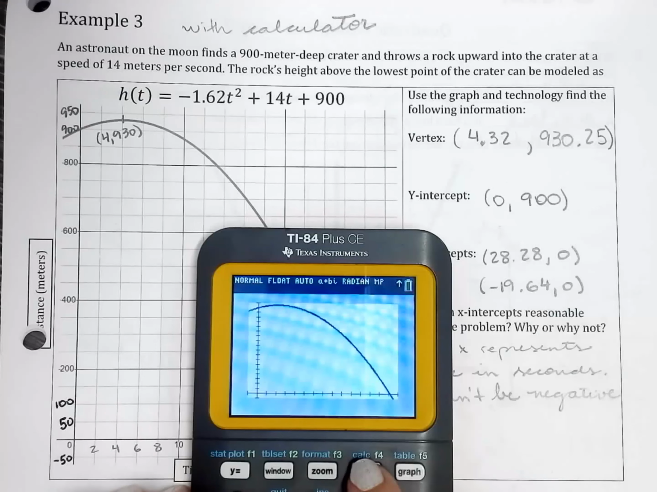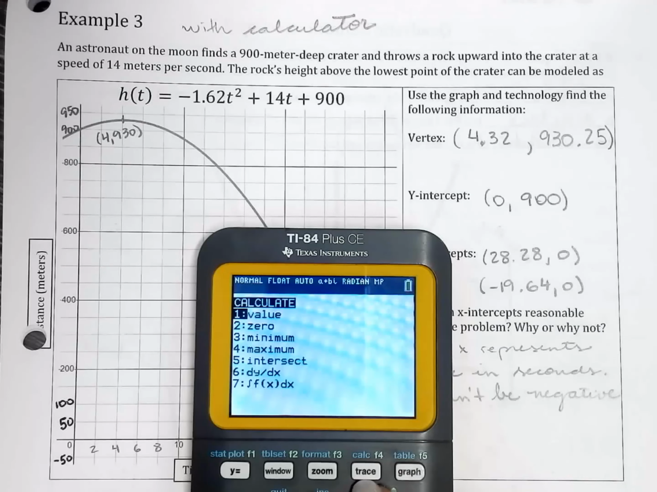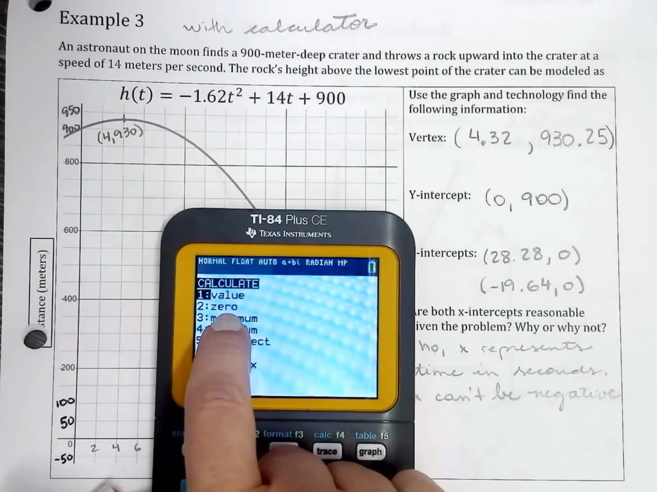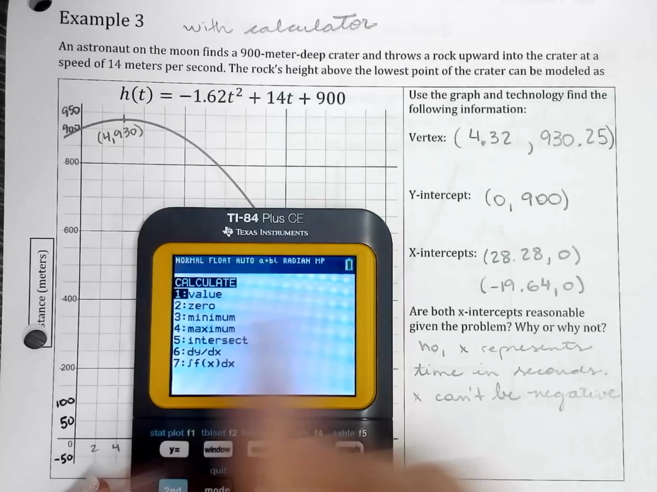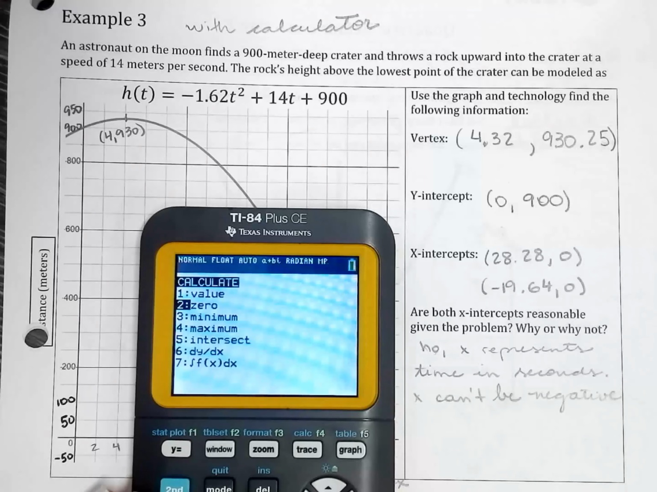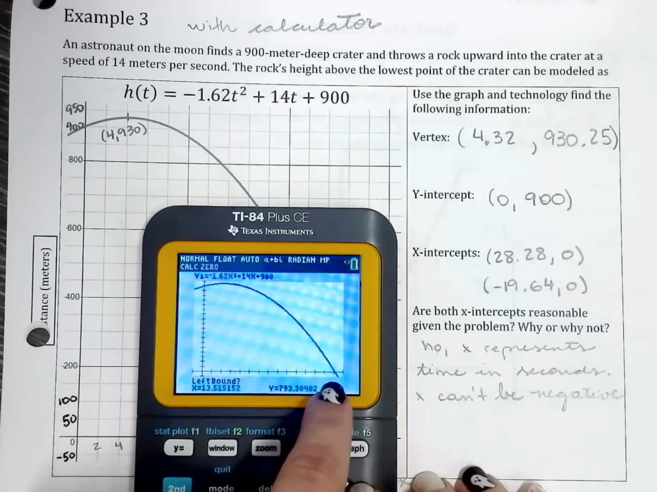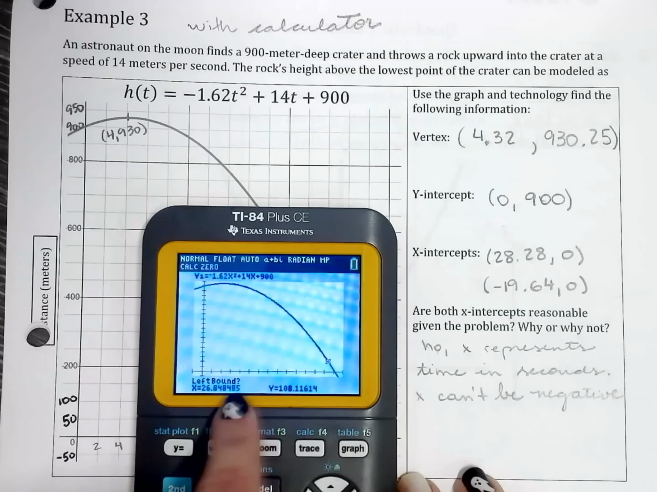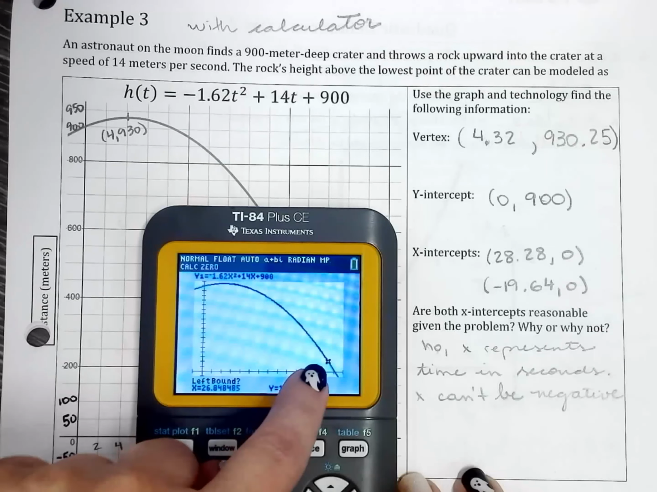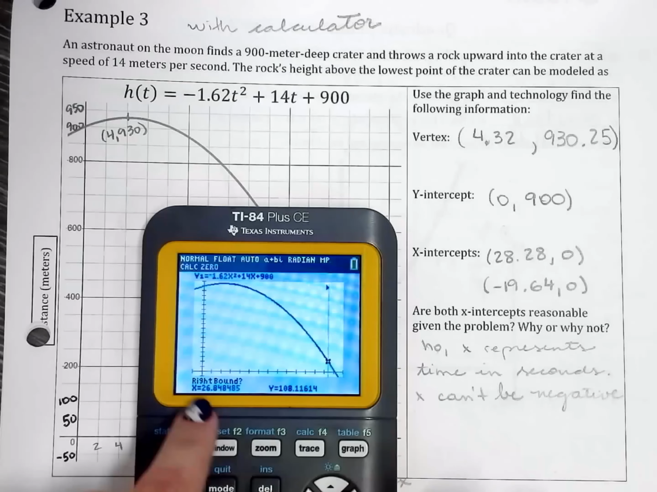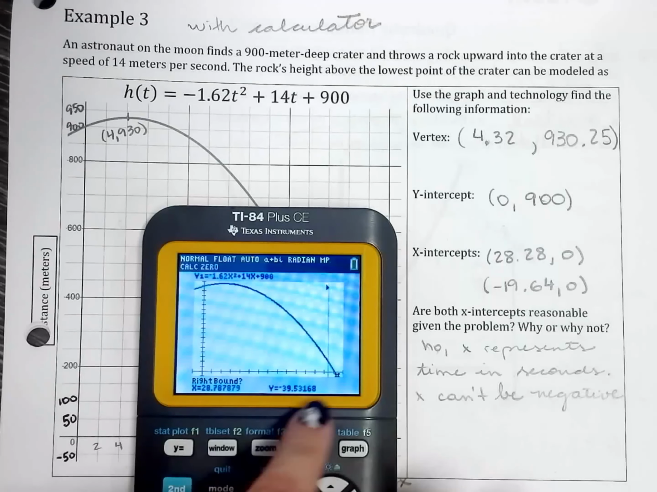So you're going to go second calculate, or it's the trace button. You're going to choose 0 because it's the 0 of the function or roots, aka x-intercepts. So choose zeros of the function. So the left boundary, you're looking at that point right there. As long as the cursor is over to the left of that point, that's what you need. Doesn't have to be really close, but I just wanted to get close enough that I know what point that is. So left boundary, and then right boundary, you have to move it to the right of that point.